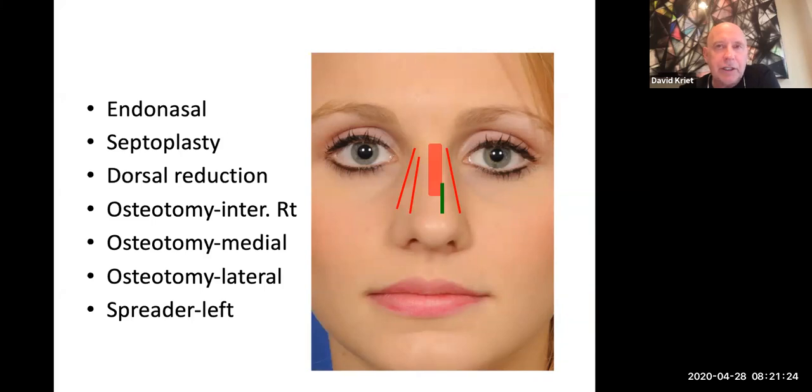In more severe deviations, it's sometimes helpful to actually disarticulate the upper lateral cartilages from the dorsal septum to release all those intrinsic forces. I used to believe that was always necessary. And I don't think that is always necessary now, but you can do that.